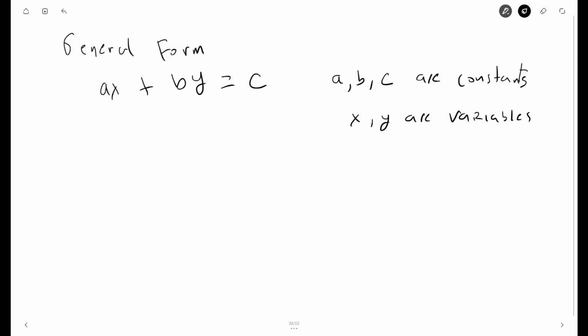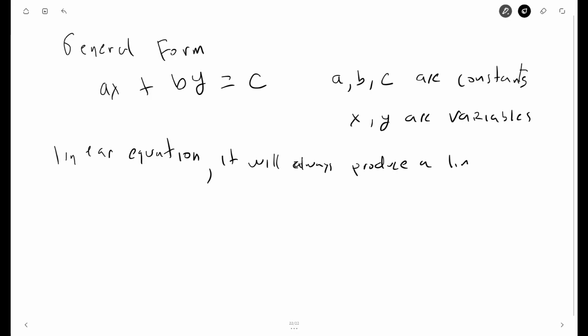When we're talking about a linear equation, it will always produce a linear, straight line, such as this vertical line, horizontal line, diagonal line.